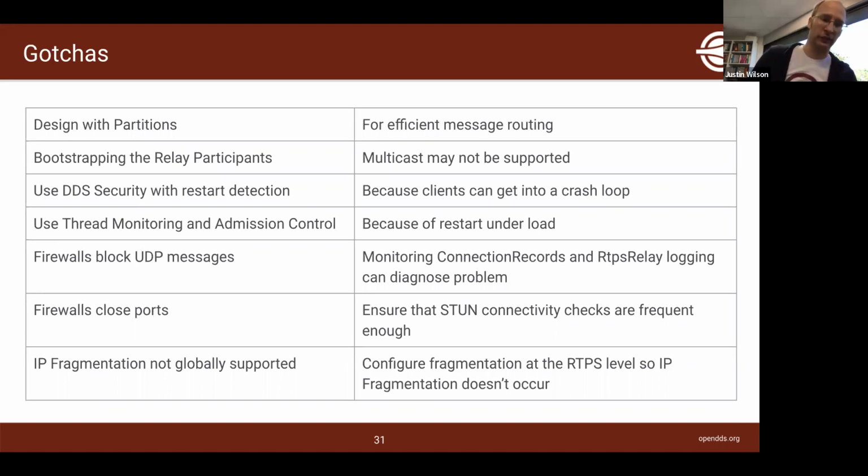Another thing to consider is that IP fragmentation is not globally supported. As IP fragmentation happens, it's often the case that the first fragment might get through, whereas the subsequent fragments may not. So you need to configure fragmentation at the RTPS level so that IP fragmentation doesn't occur. This means setting a conservative enough threshold to force RTPS to fragment the message so that IP fragmentation won't happen and your messages won't get dropped.